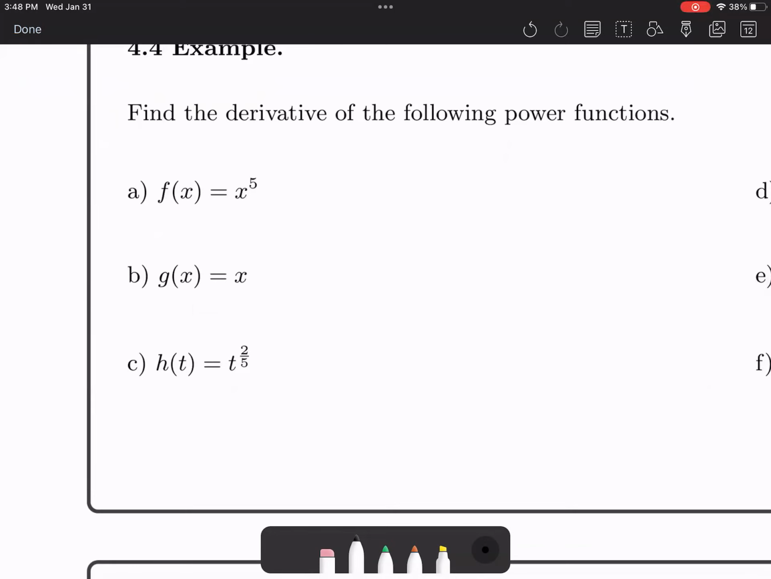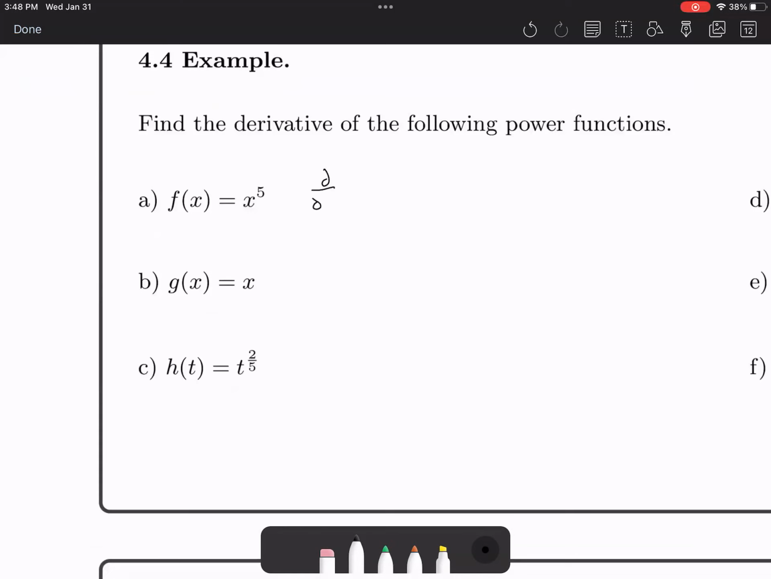And if we wanted to differentiate x to the fifth, the derivative of this function is given to me by, I move the 5 down in front, and I now have 1 less of a power. So the derivative is 5x to the fourth. In Newton's notation, f prime of x is 5x to the fourth.